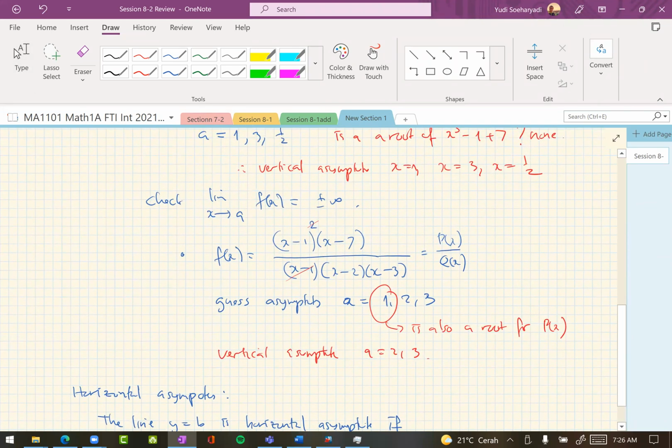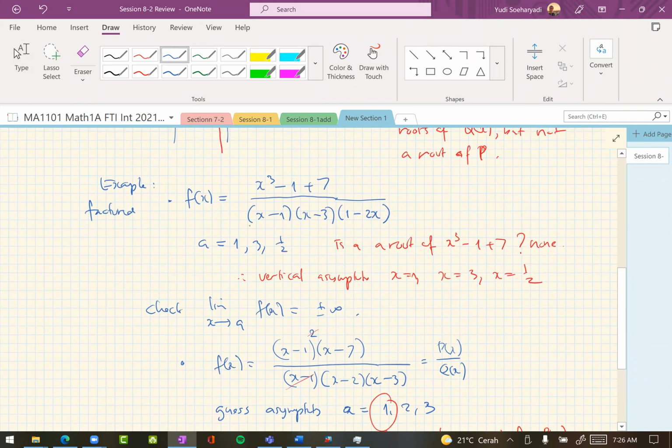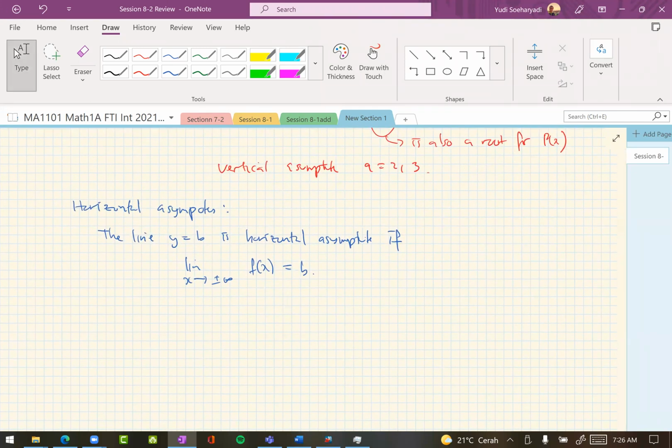In vertical asymptote, you make a guess first. Your guess is based on the zeros of the denominator Q. In horizontal asymptote, you don't have to make a guess. You just compute the limit. If you find the limit, then it is the horizontal asymptote. If there's no limit, then you don't have asymptotes. So, example. Also, the context is rational functions.